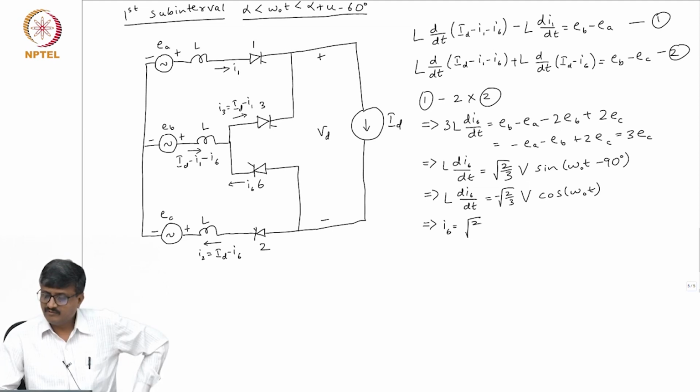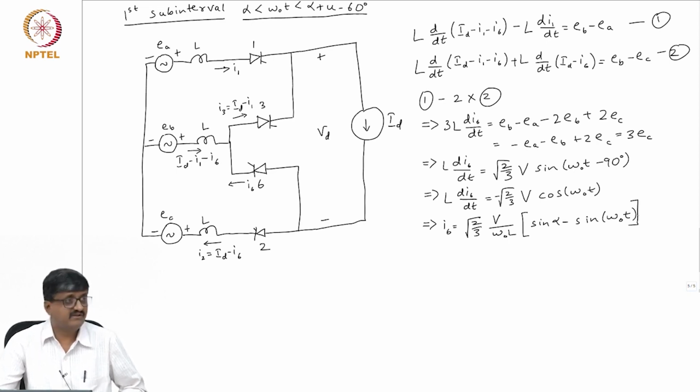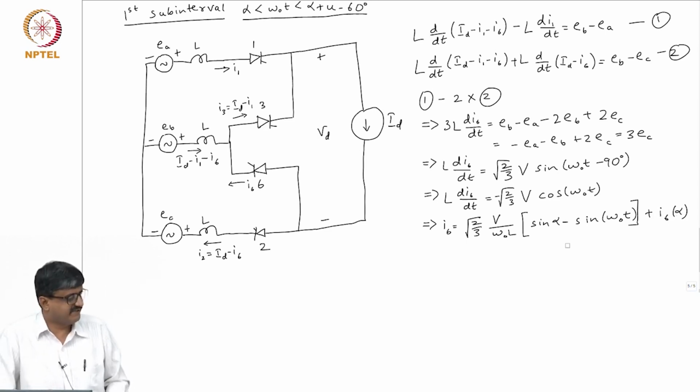Can I say that this is equal to root 2 by 3 V by omega OL into sin alpha minus sin omega ot into root 2 by 3 by omega n into V, root 2 by 3 into V by omega OL into V by omega n plus I6 of alpha. Okay, sorry, plus I6 of alpha. Yeah, that is correct. How to get an expression for I6 of alpha?